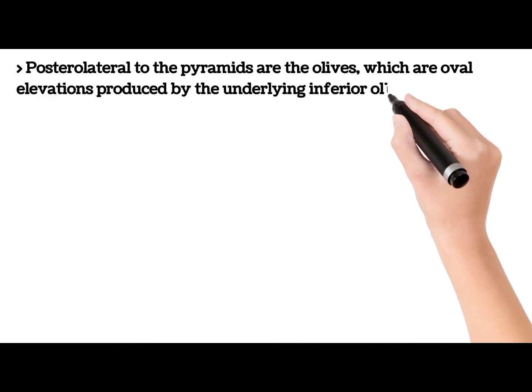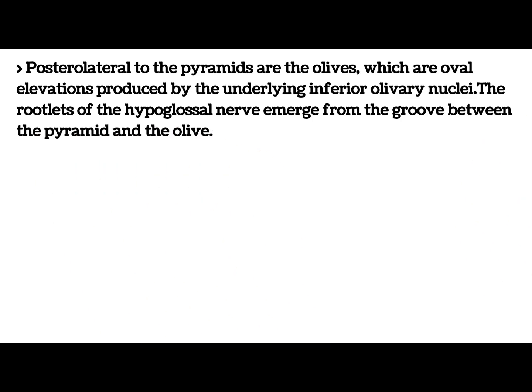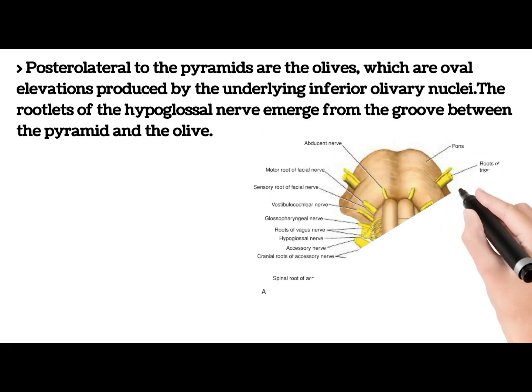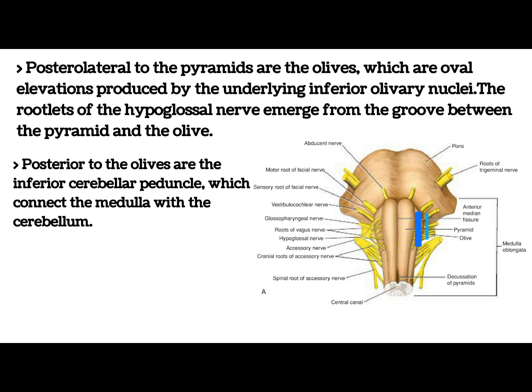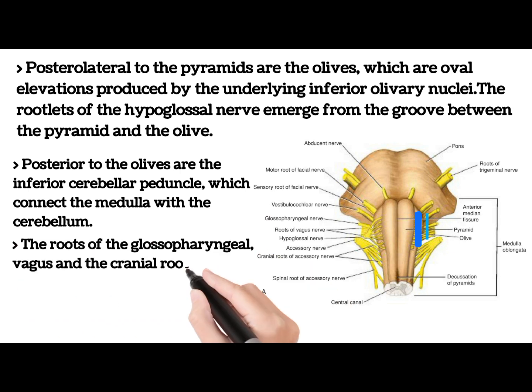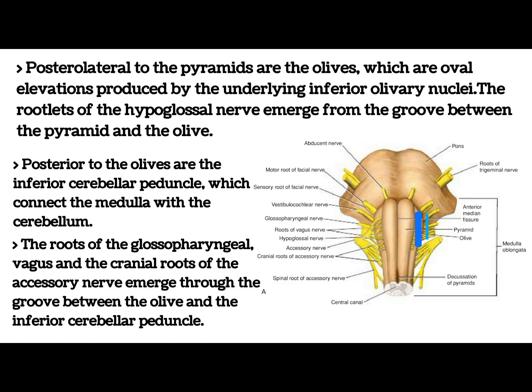Posterolateral to the pyramids are the olives, which are oval elevations produced by the underlying inferior olivary nuclei. The rootlets of the hypoglossal nerve emerge from the groove between the pyramid and the olives. Posterior to the olives is the inferior cerebellar peduncle, which connects the medulla with the cerebellum. The roots of the glossopharyngeal, vagus, and the cranial roots of the accessory nerve emerge through the groove between the olives and the inferior cerebellar peduncle.